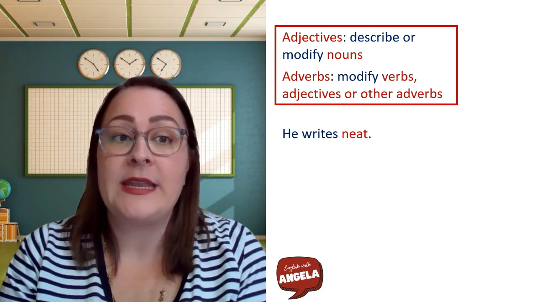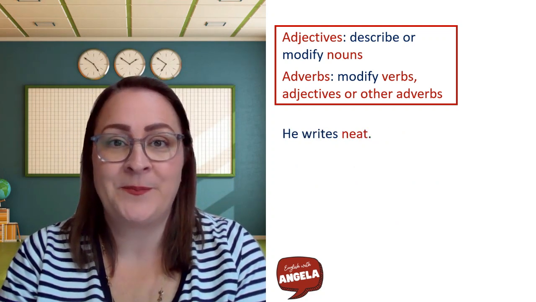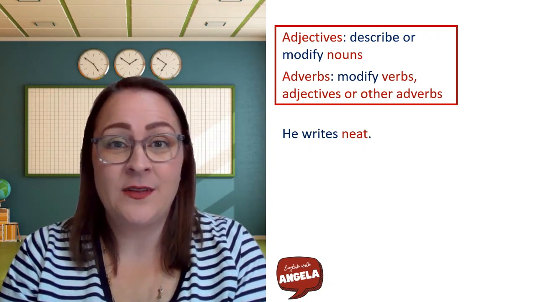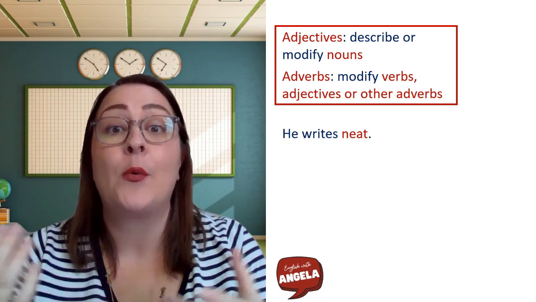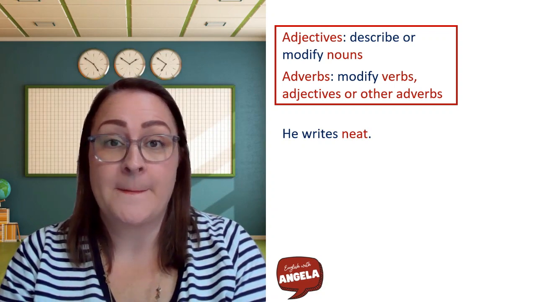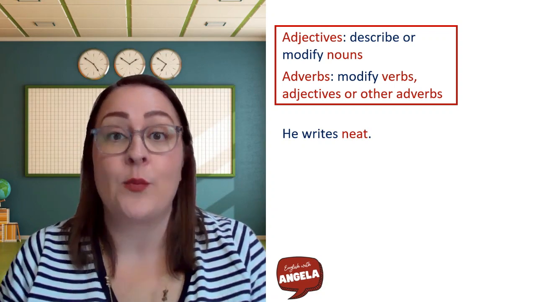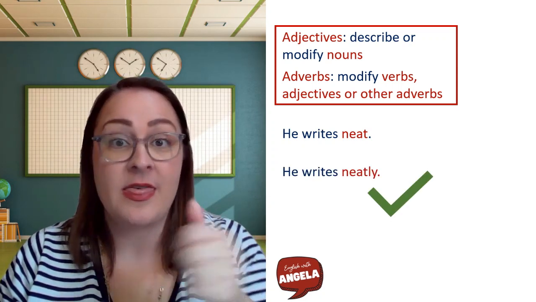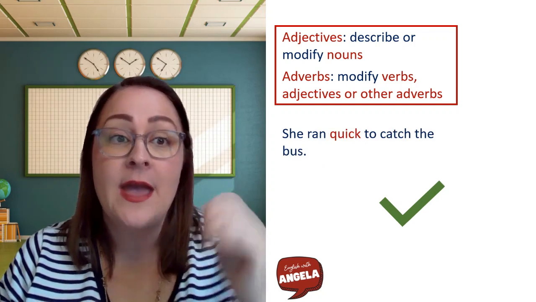How about this one? He writes neat. Am I describing my noun, he, or am I speaking about how he writes? I'm talking about how he writes. So I'm going to say he writes neatly. Then it's correct. Okay?